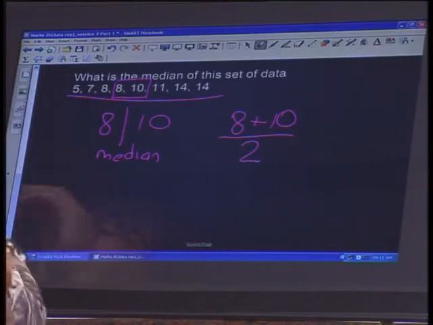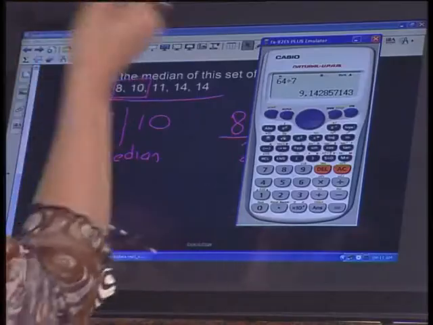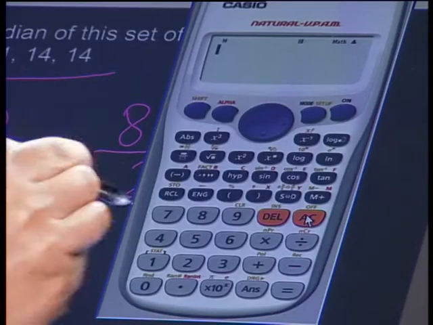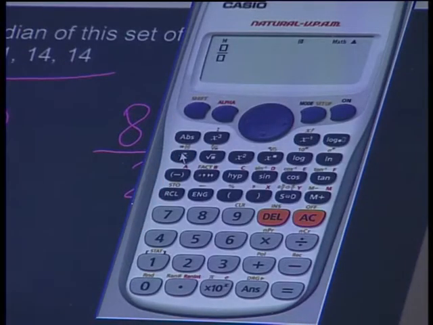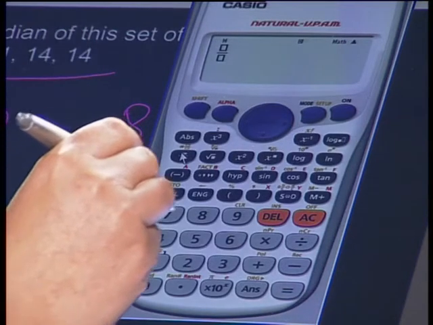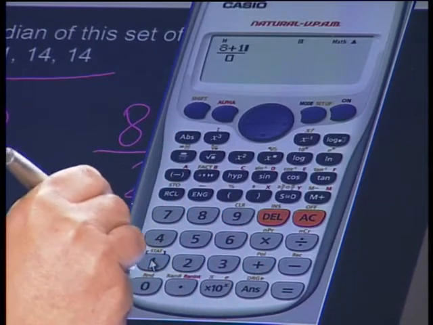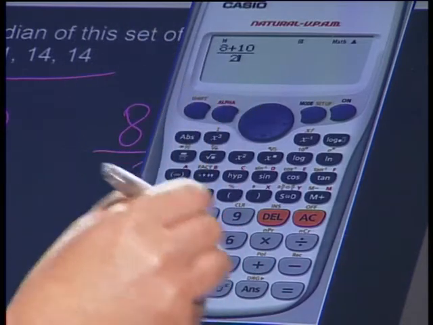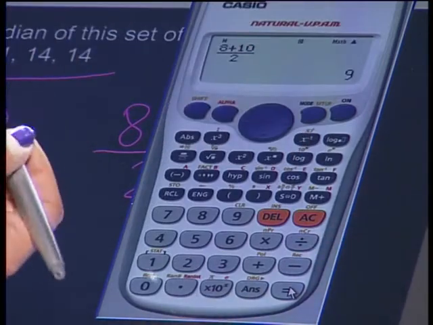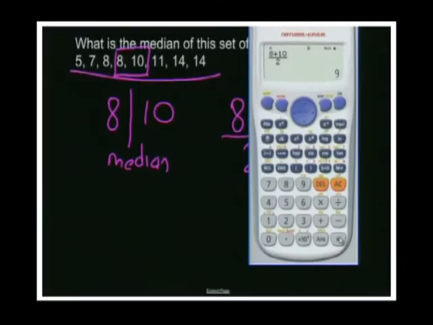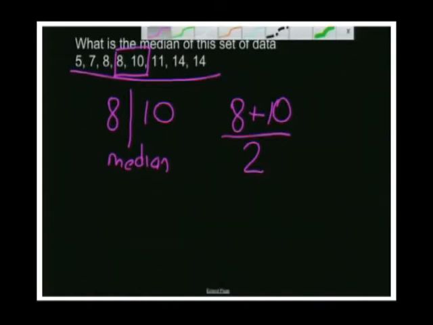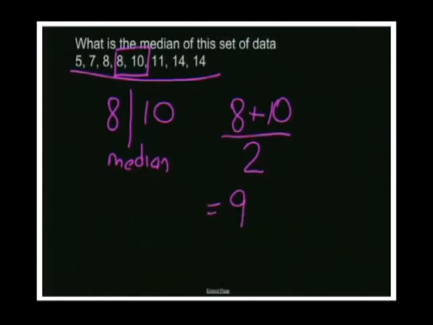I'm going to show you how to do this on your calculator, and then I'm going to give you the mistake that you tend to make. So I'm going to use the fraction button. If you use your fraction button, you will not make the mistake that I'm going to explain in a moment. So I take my 8 plus 10 and divide it by 2, and I get an answer of 9. So my median in this case, my median is 9. I need to make sure a number actually lies between the 2.